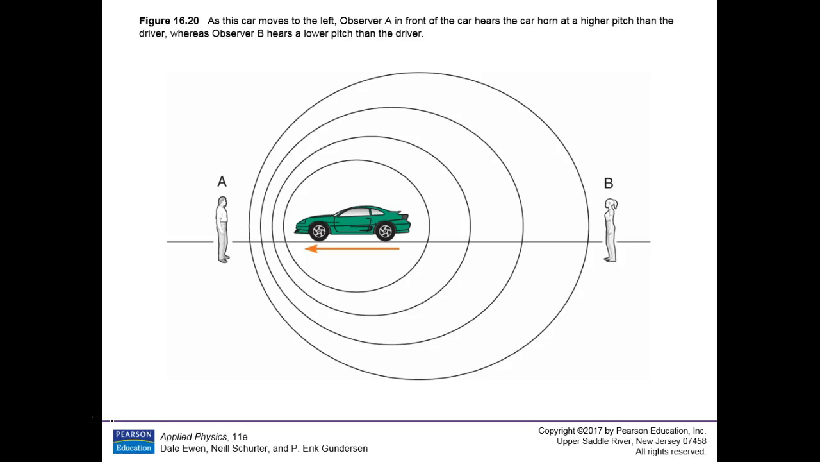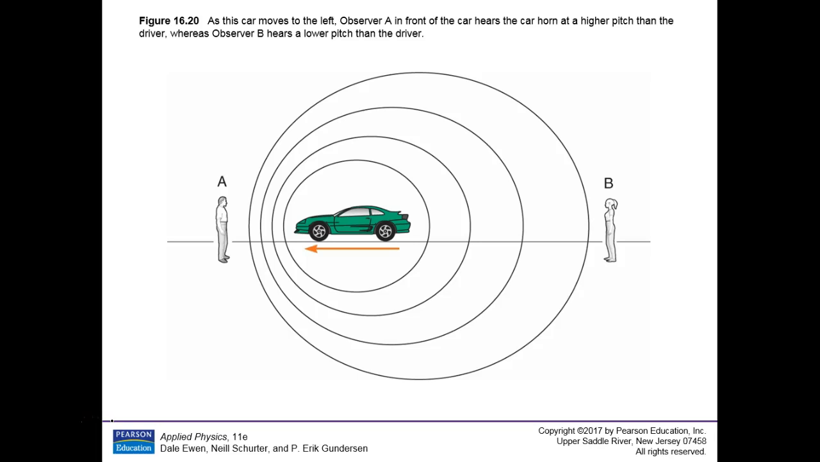Whereas over here, they're getting further and further apart, so the frequency is decreasing, or at least it sounds that way to her. The horn is the same, okay? But to her, it sounds like it's going down in frequency. Also going down in loudness because it's getting further from her, but that's what the Doppler effect is.